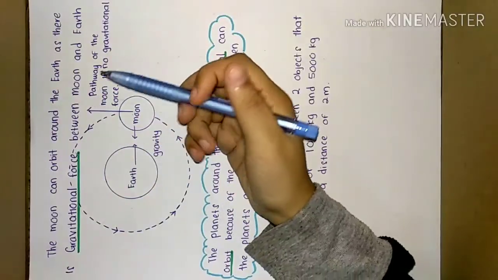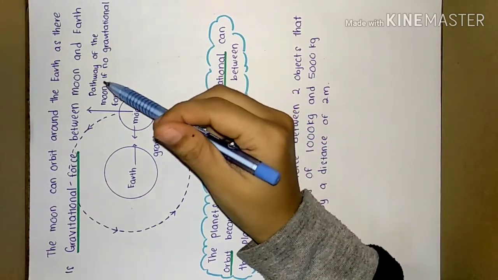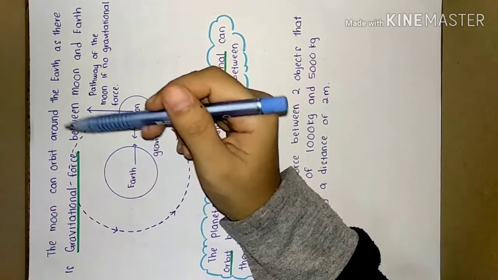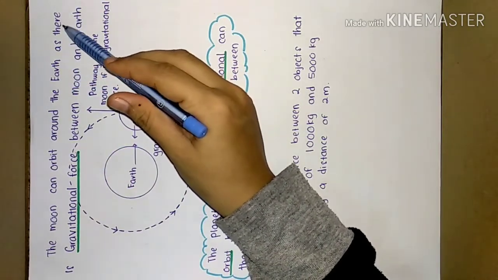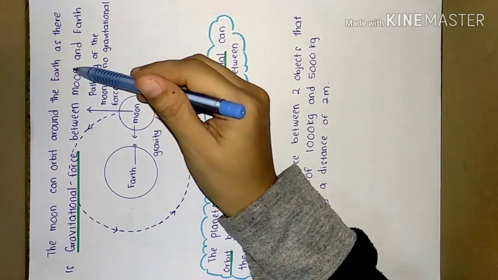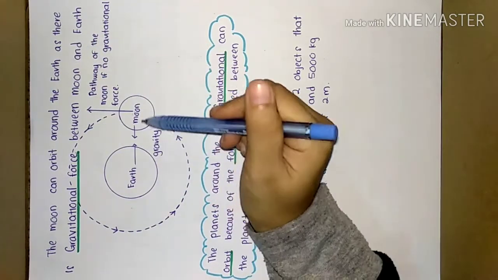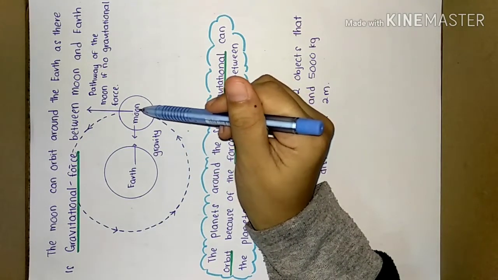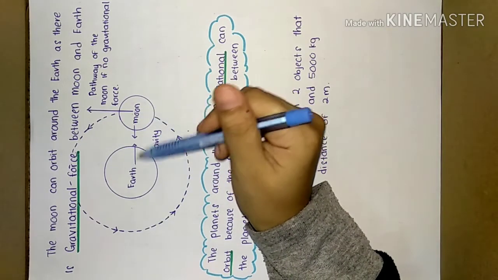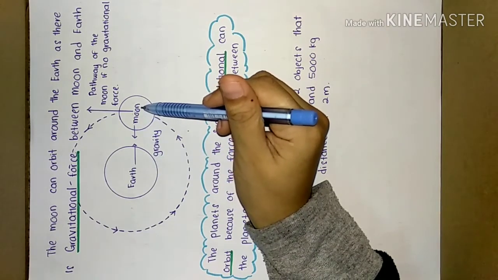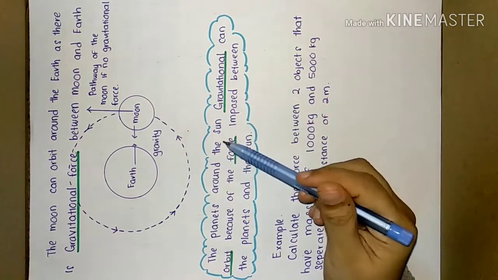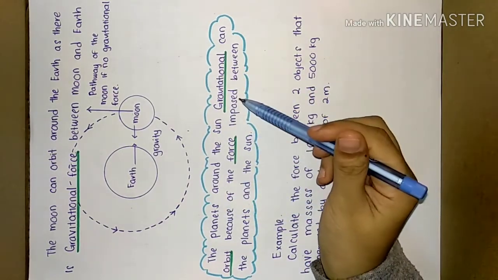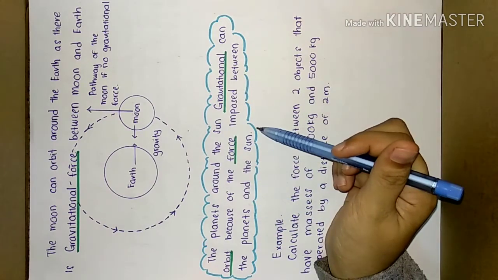Okay, so dekat sini, kenapa bulan boleh berpusing di sekeliling bumi? So, because the moon has an orbit around the earth, as there is gravitational force between moon and earth. So, bulan boleh bergerak sekeliling bumi sebab ada orbit sekeliling bumi dan menyebabkan tarikan gravitational force between earth and moon. So, the planets can orbit around the sun because of the force between the planet and the sun.